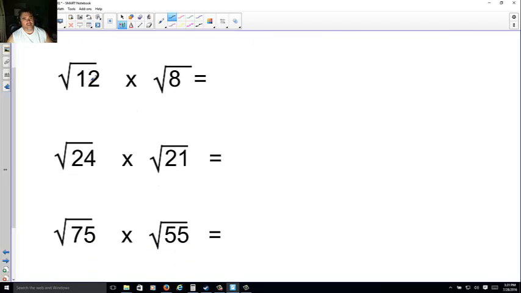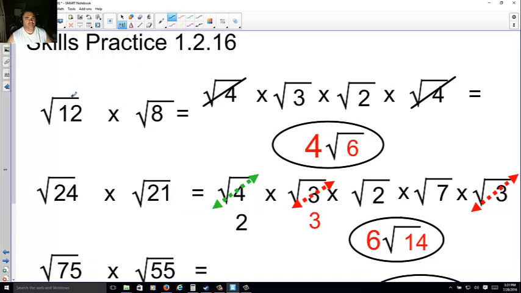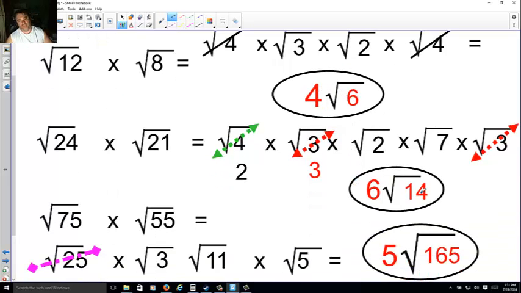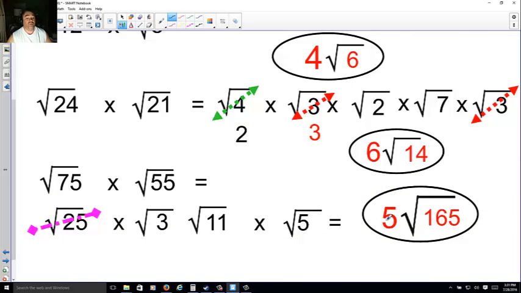So try these here. Skills practice. Try these 3. Let's see how you do. By the time I get all said and done, I get 4 square root of 6, 6 square root of 14, 5 square root of 165 it looks like. That seems kind of large, but if you look, 3, 5, and 11, they don't meet up. That's all you can do.